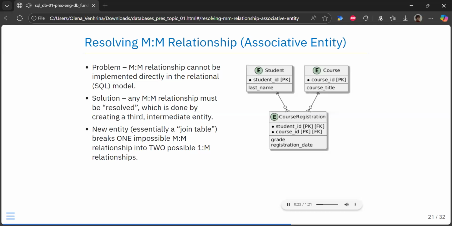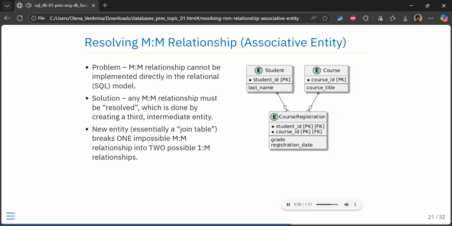Look at the diagram. Instead of one bad M:N relationship between student and course, we create a new entity in the middle, course registration. And this new entity turns our one impossible relationship into two perfectly legal, one-to-many relationships. One student now has a one-to-many relationship with registrations. That is, one student can have many registrations for different courses, and one course also has a one-to-many relationship with registrations. One course has many registrations from different students.